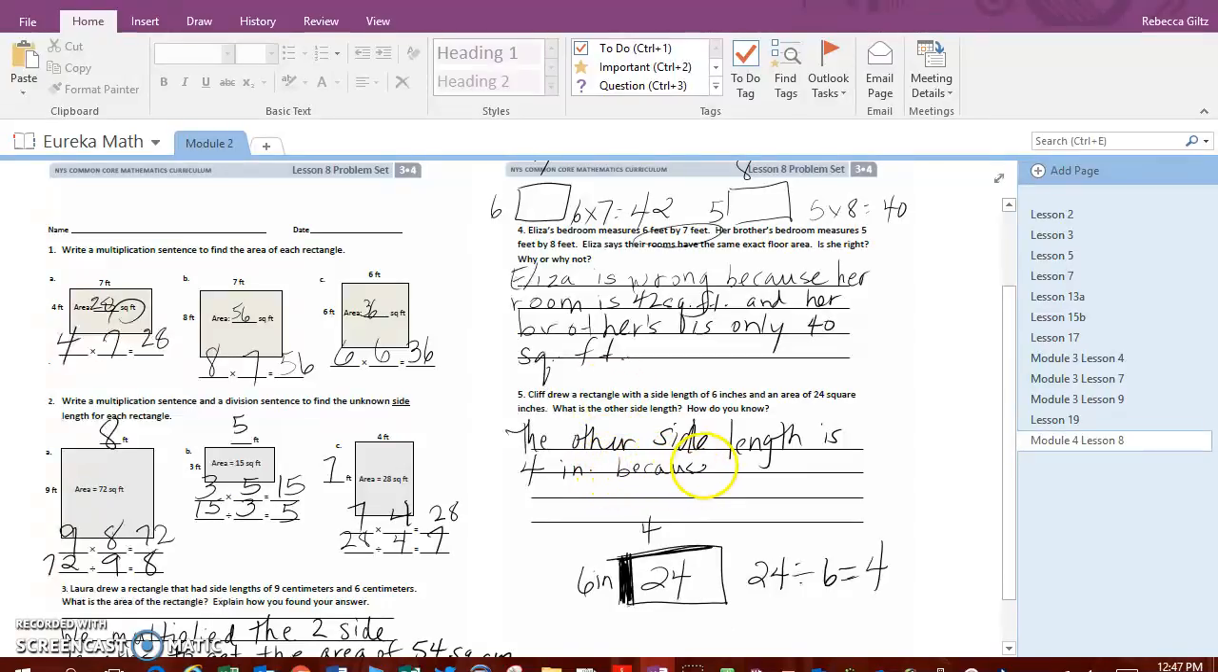because when I divide the area by 6, I get 4. Okay, so we're just explaining how to solve a problem like that. So in this lesson, you are practicing multiplying the two side lengths to find the area and dividing the area by the side length that you know to find the missing side. Those are the two different ideas in this lesson.